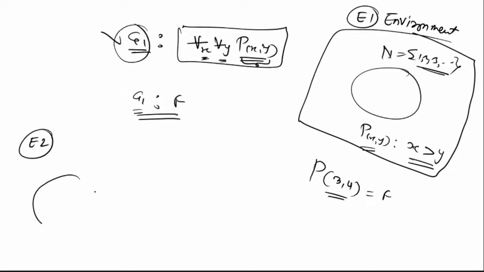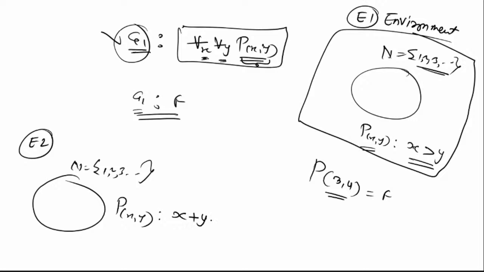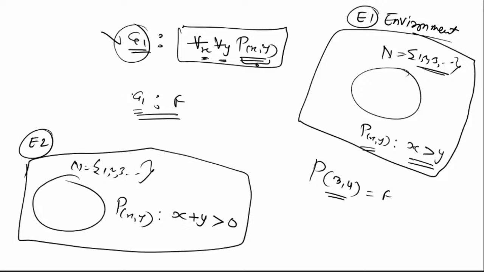In this environment, the domain of x and y is the set of natural numbers, the same 1, 2, 3 and so on. Now let's take p(x, y), and what is this p(x, y)? You can say this is x plus y greater than 0. This is our p(x, y). Now you can see that in this environment e2, this g1 will become false.